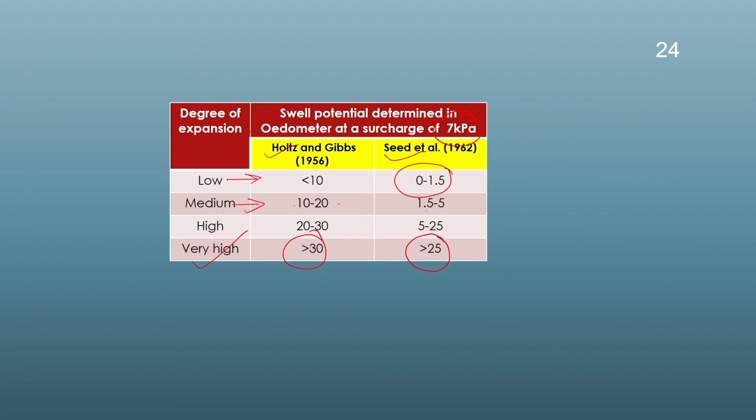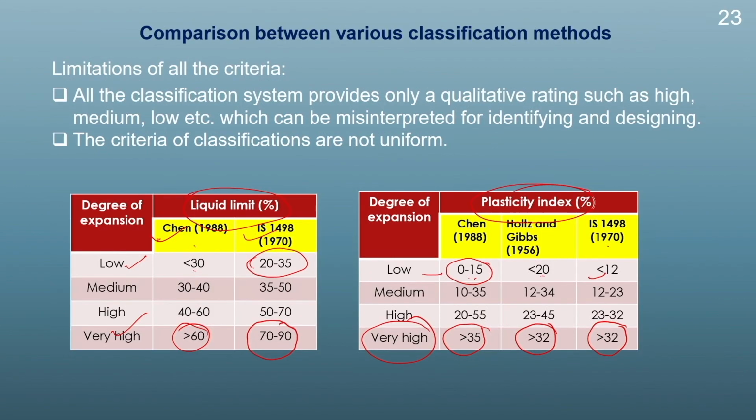So, here we can see, although they use the same parameter, the classifications use different limiting values of liquid limit or plasticity index or swell potential. Therefore, all these classifications are not uniform. Also, all these classifications provide only a qualitative rating such as high, medium, low, etc., but they do not say how much swelling can be expected.